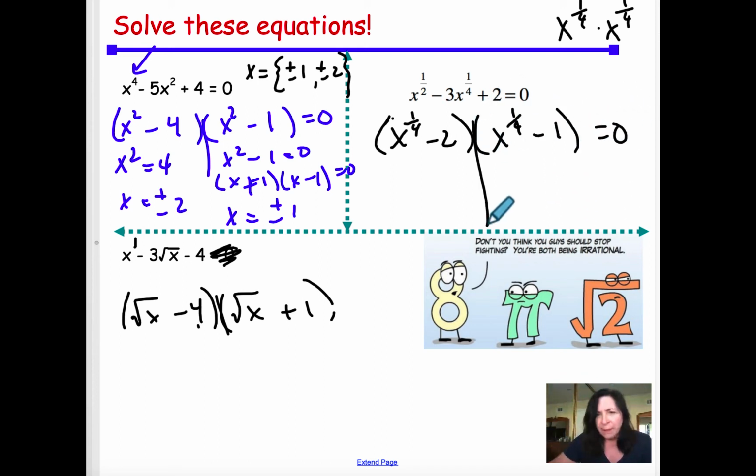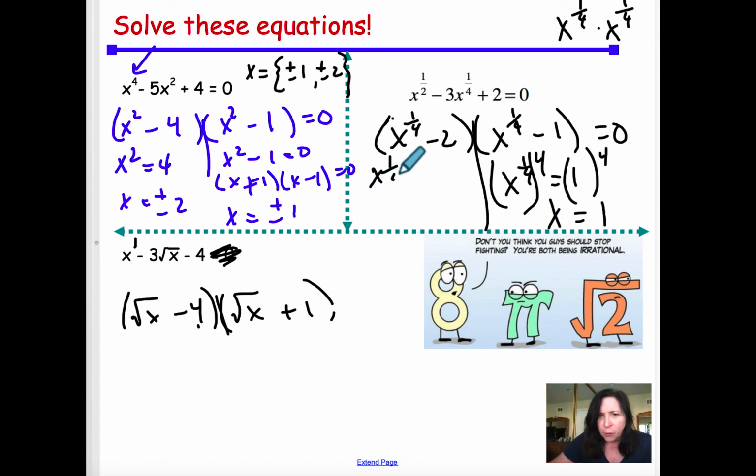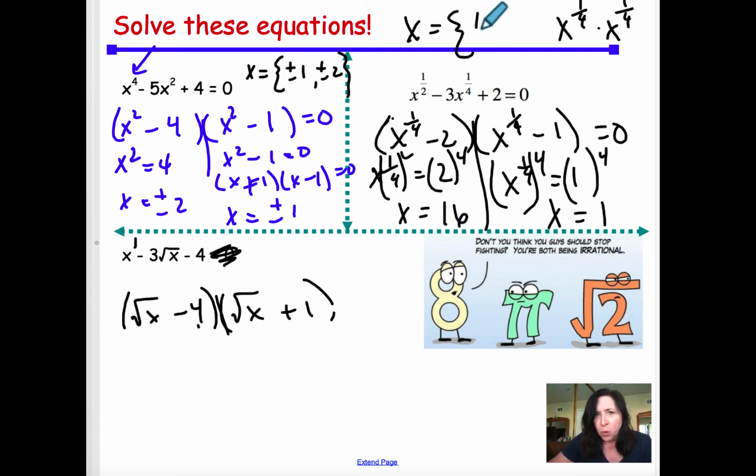We split those up. We get x to the 1/4 equals 1. If I make this to the 4th power on both sides, I'm going to get x equals 1. And on the left, we get x to the 1/4 equals 2. I'm going to go to the 4th power on both of these, and I get x is equal to 16. So the solution for this one would be 1, and it would also be 16.